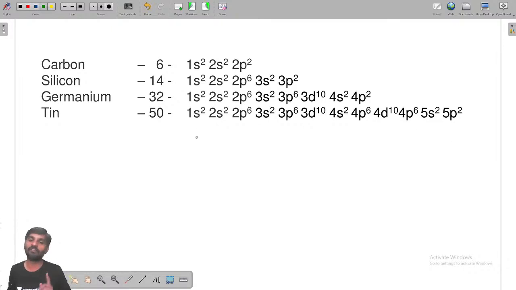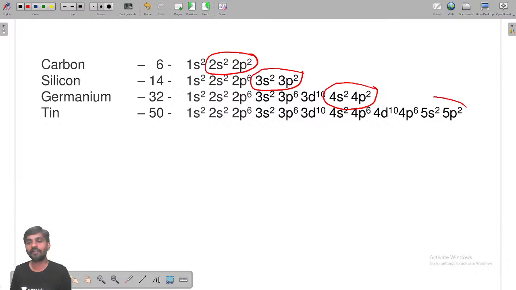One thing you have to observe here is, look at this: 2s2, 2p2. Look at this: 3s2, 3p2. Look at this: 4s2, 4p2. And you can see here 5s2, 5p2.